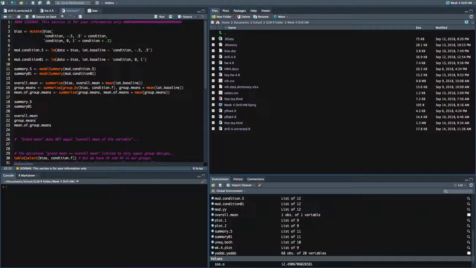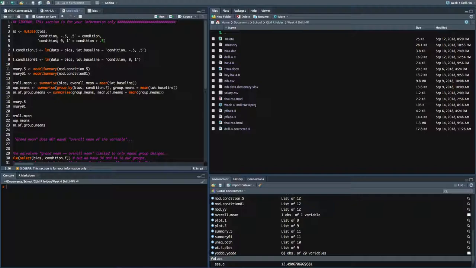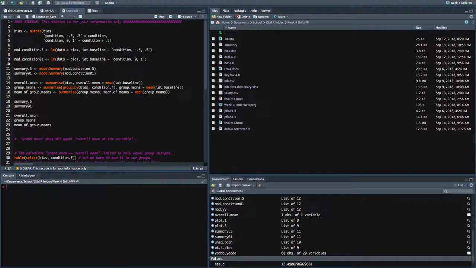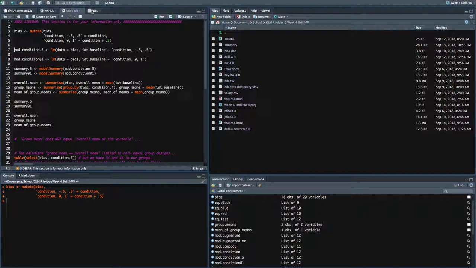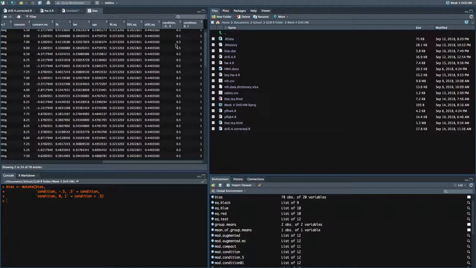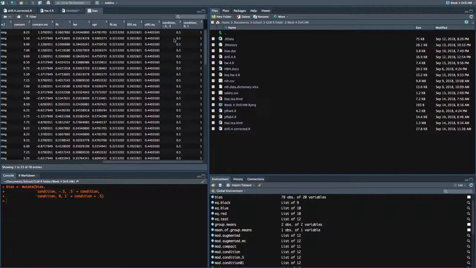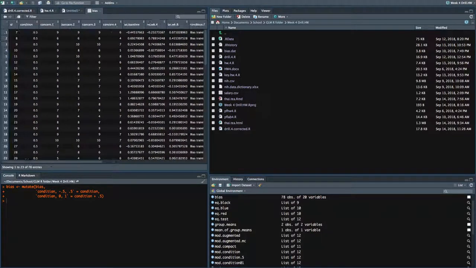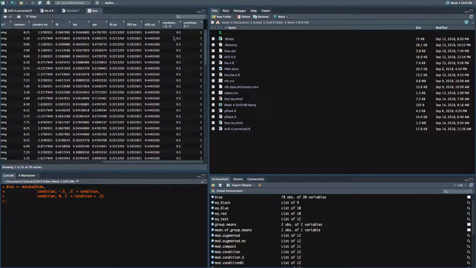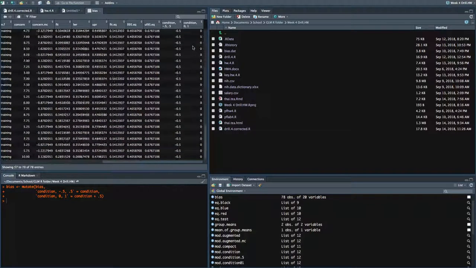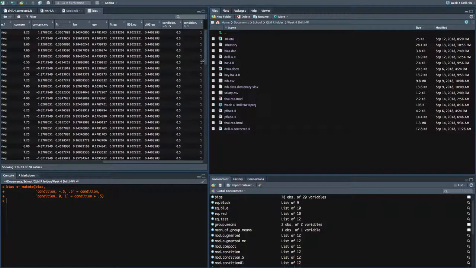The first thing I'm going to do is create some new condition variables. One's going to be called condition -1/2, 1/2, and one's going to be called condition 0, 1. Whenever I run this line over in my bias data, I have condition coded as 1/2 and -1/2 just as it was before. And then over here I have it coded as 1 and 0.